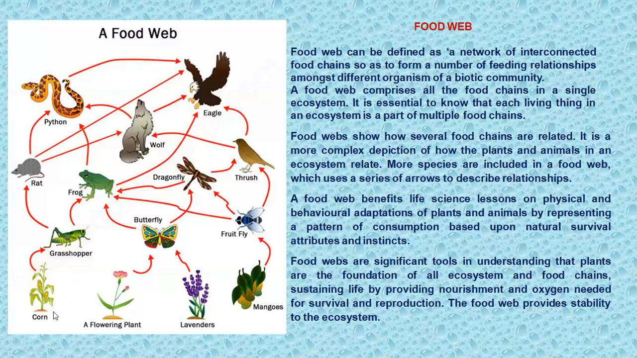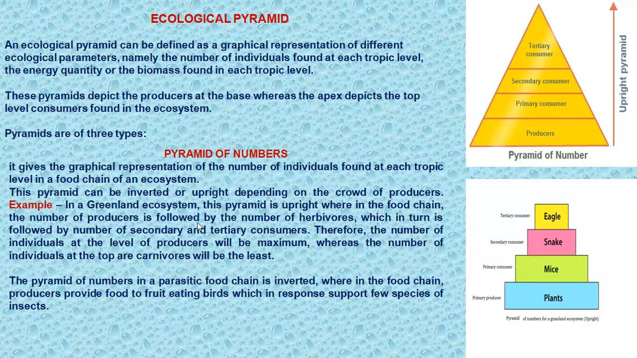So if we start our food web from this corn, the grasshopper eats this corn, the frog eats the grasshopper. Rat can also eat the grasshopper. Then the frog can be consumed by this wolf, and the rat can be similarly consumed by the eagle. So these are all food chains which are interconnected, converting it into a food web.